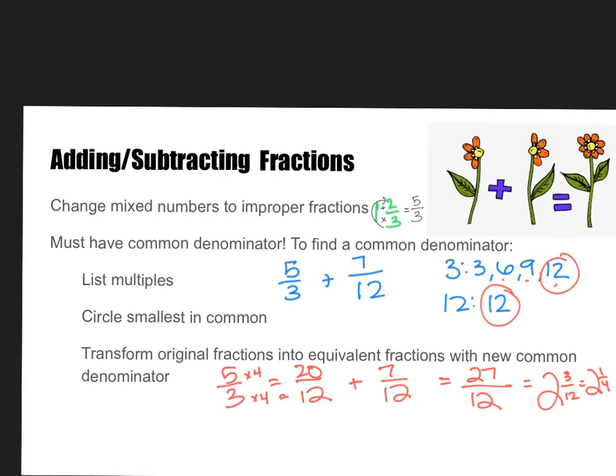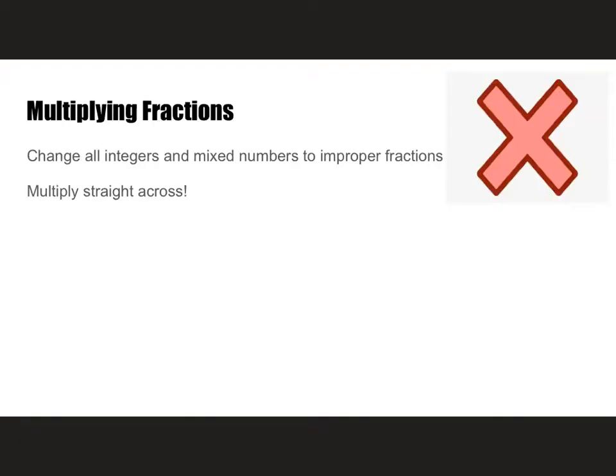And that's it for adding and subtracting. For multiplying, this is actually the easiest way to go. You're going to multiply straight across. You multiply the tops and you multiply the bottoms. You do want to change the integers and mixed numbers into improper fractions, but they don't have to have common denominators.